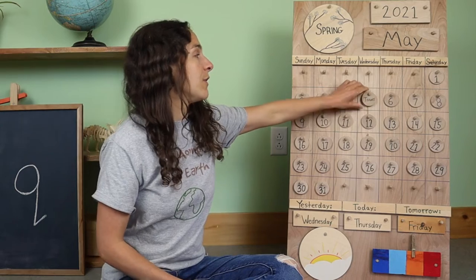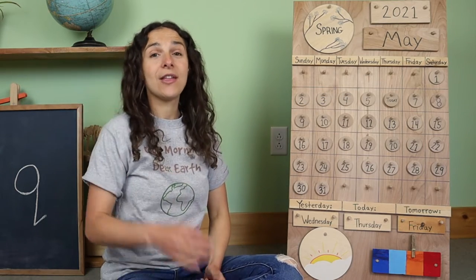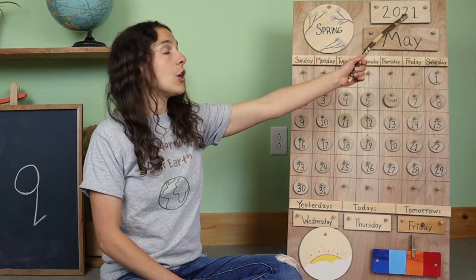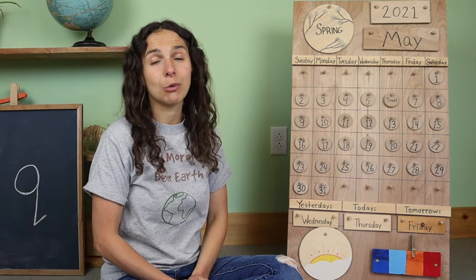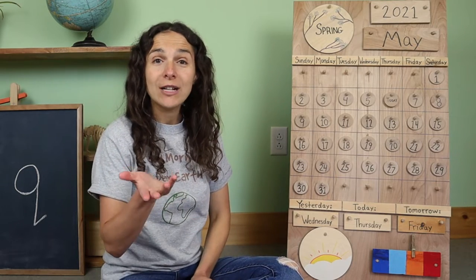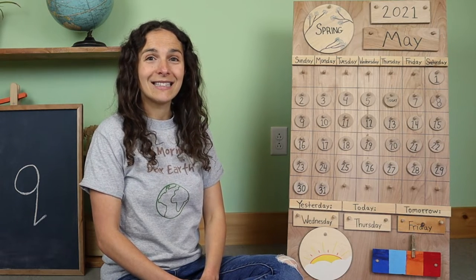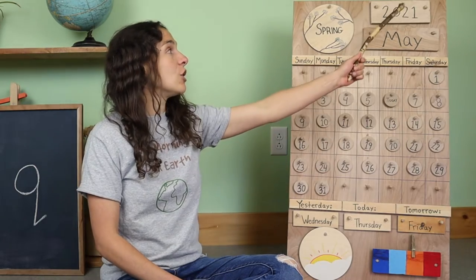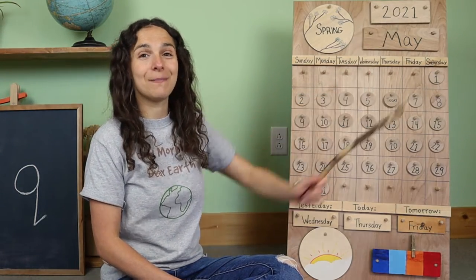So I'm going to move the chip over from yesterday. Yesterday was May 5th, and today is May 6th, 2021. But you can also say that the year is 2021. Friends, will you say the date with me one more time? Are you ready? Today is May 6th, 2021.